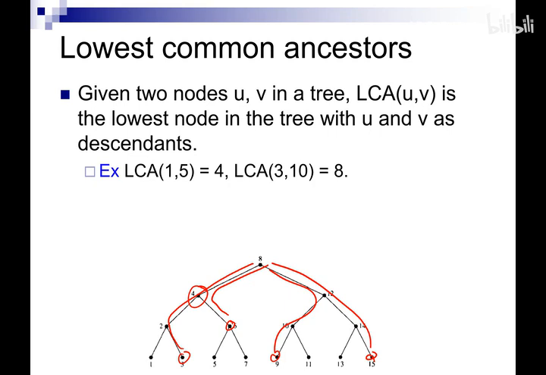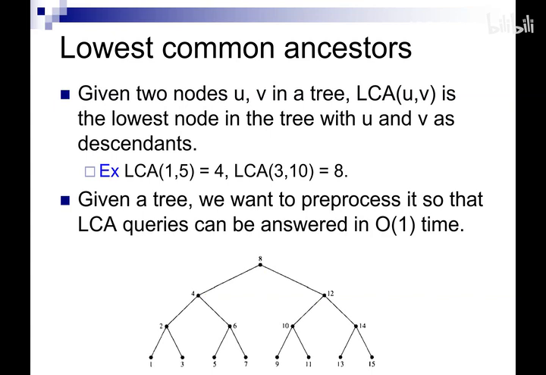Okay, and these LCAs actually have a lot of applications. So if we can compute these things quickly, then we can use them for a bunch of other applications. So today we're going to look at how to compute these things quickly in parallel. Some other examples are, if you take 1 and 5, their LCA is going to be 4 over here. If you take 3 and 10, their LCA is just going to be the root node over here. It's going to be 8.